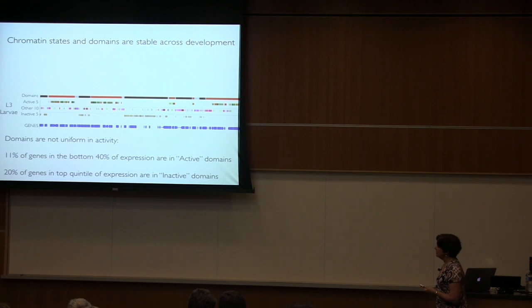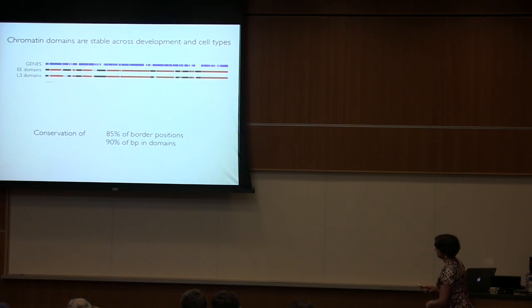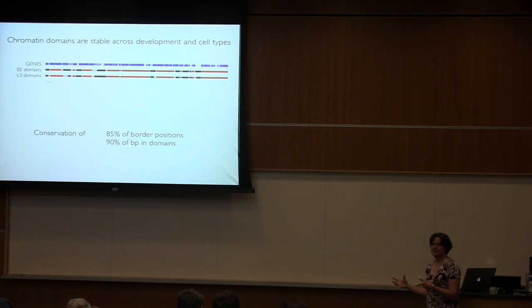Now we repeated this in the early embryos, and we first saw the same sort of pattern, but strikingly the patterns were almost identical between the early embryos and the L3 larvae. I'll show you that here, getting rid of the states and lining up another region. We found that 85% of the border positions are in common between early embryos and L3 larvae, and 90% of the base pairs in the active and the inactive regions were in common, despite the fact that they don't have cell types in common. Early embryos versus L3 larvae are almost completely different cell types. So we can conclude that these chromatin domains are relatively stable across development and cell types.